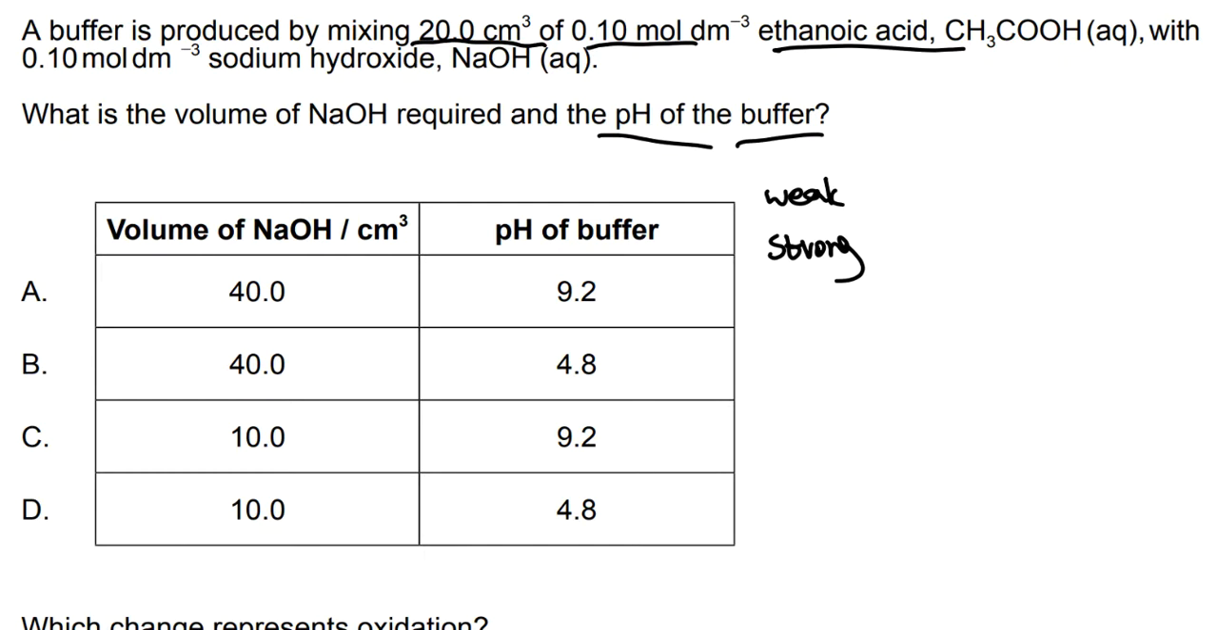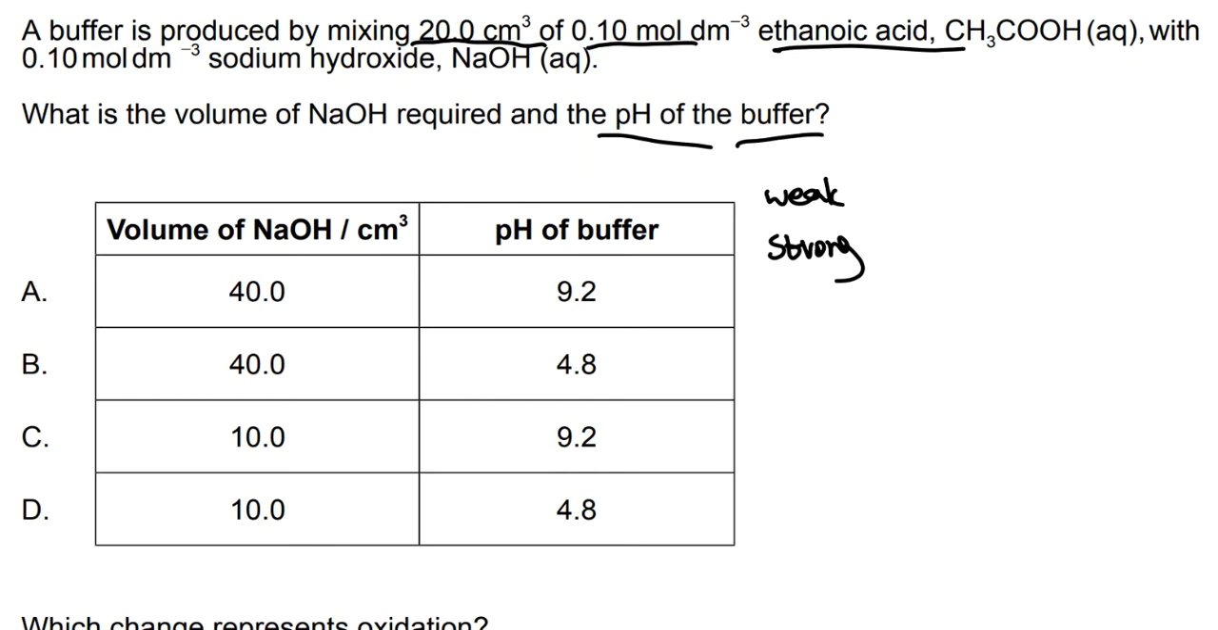So here, you may not know that ethanoic acid is a weak acid, but the fact that sodium hydroxide is mixed with it, and sodium hydroxide we all know is a strong base, should be an indicator that this ethanoic acid is a weak acid. So if we have a weak acid, when we're making a buffer, we should partially neutralize it with a strong base. So partial neutralization is important in the creation of a buffer.